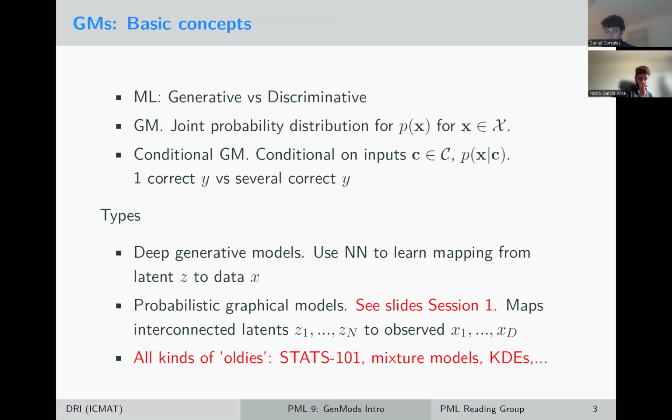This is one of the things that maybe you can say: I didn't know that I had been doing generative models for, let's say, 30 years. The Stats 101 models that we study are basically generative models: mixture models, kernel density estimators, etc. So all these are actually generative models as well.